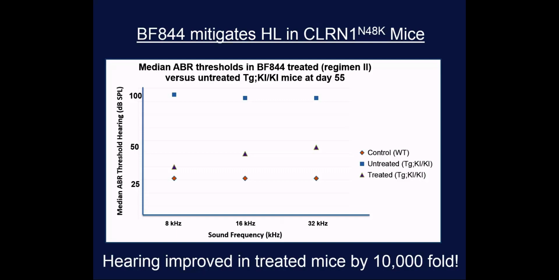The orange diamond, at the bottom, represents the response of normal mice in ABR tests. So these mice can respond at about 35 decibel sound pressure level. What does that mean? That sound intensity is equal to a whisper.